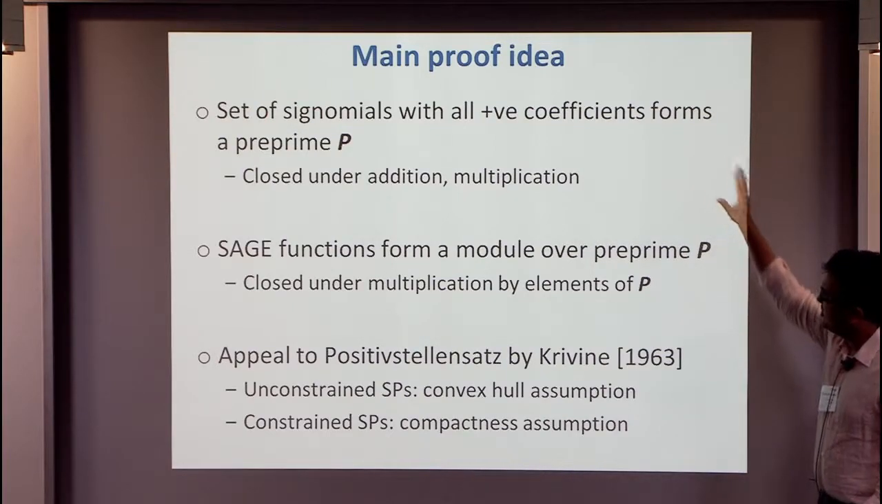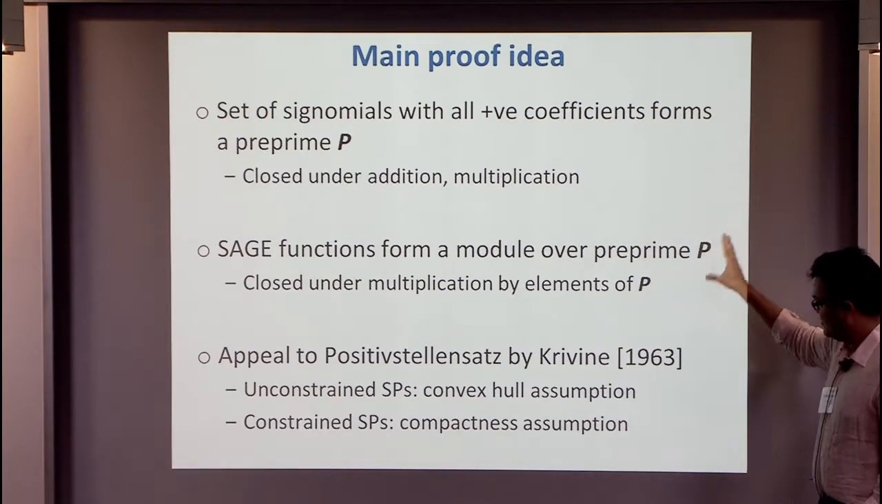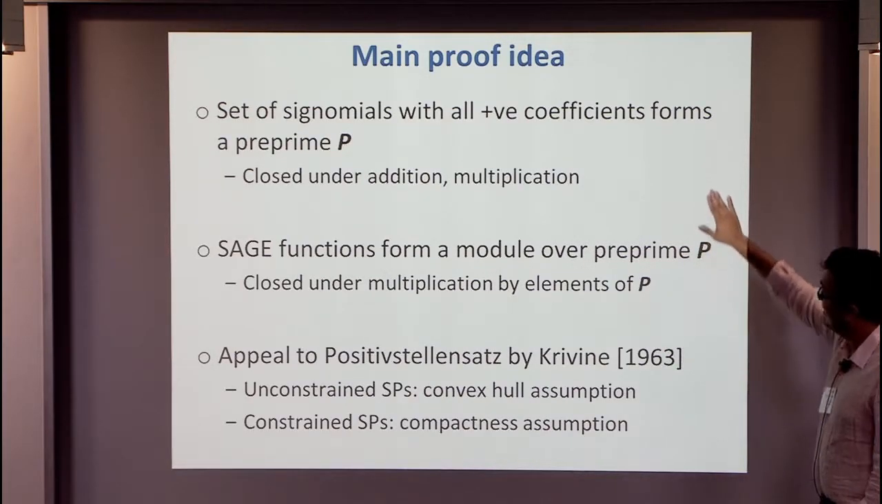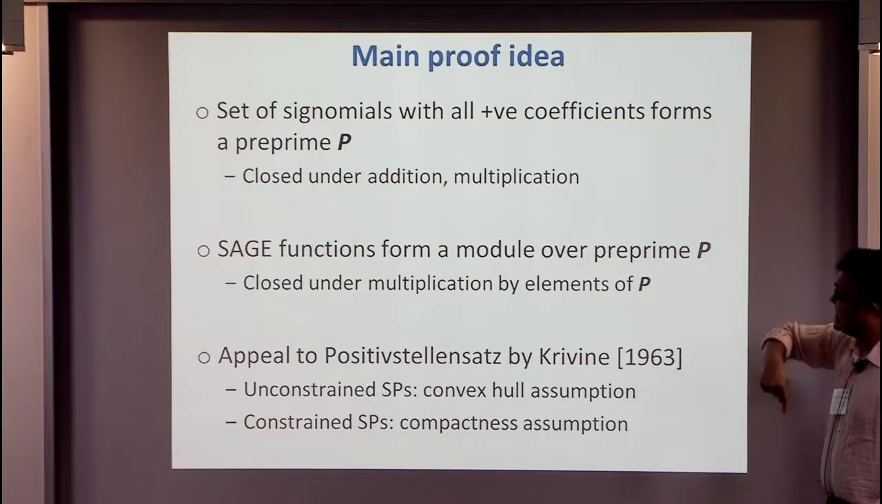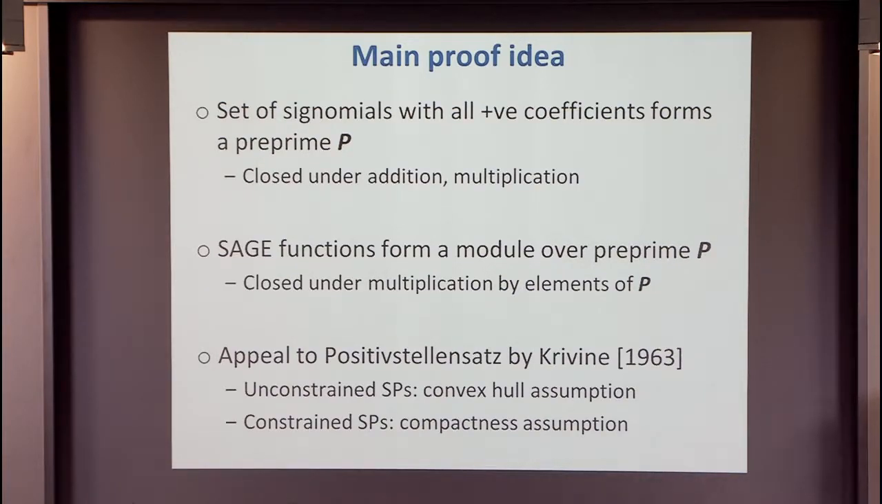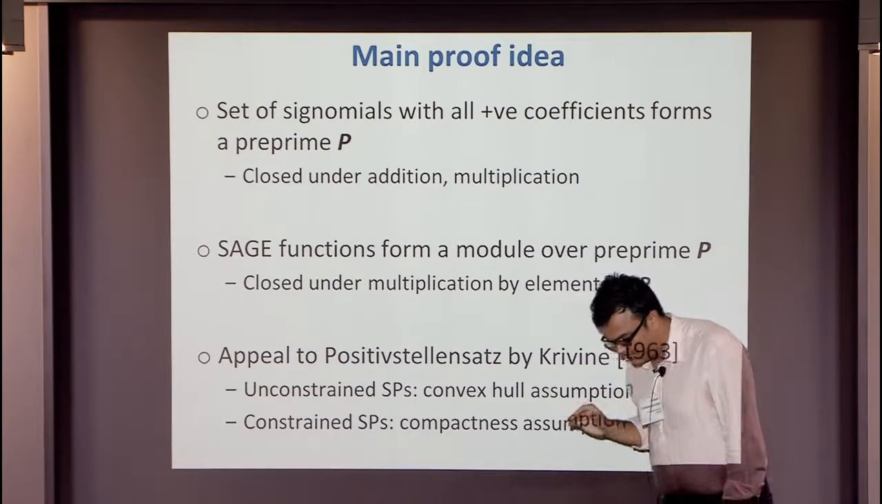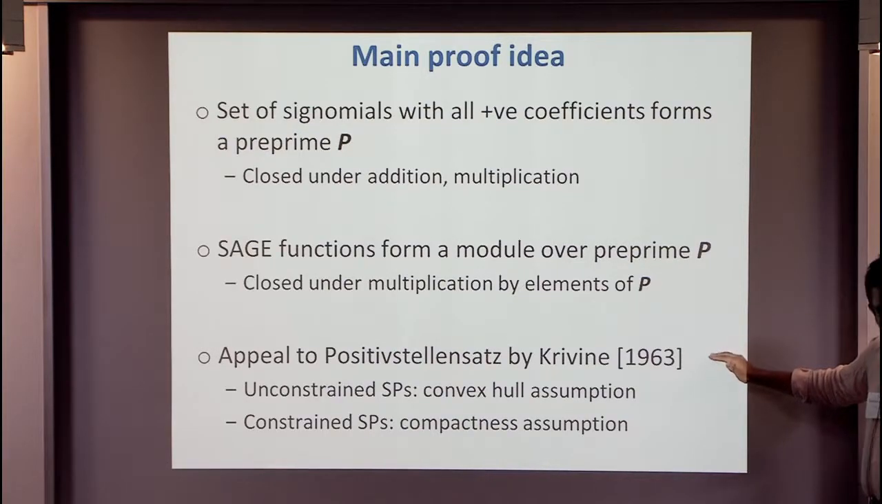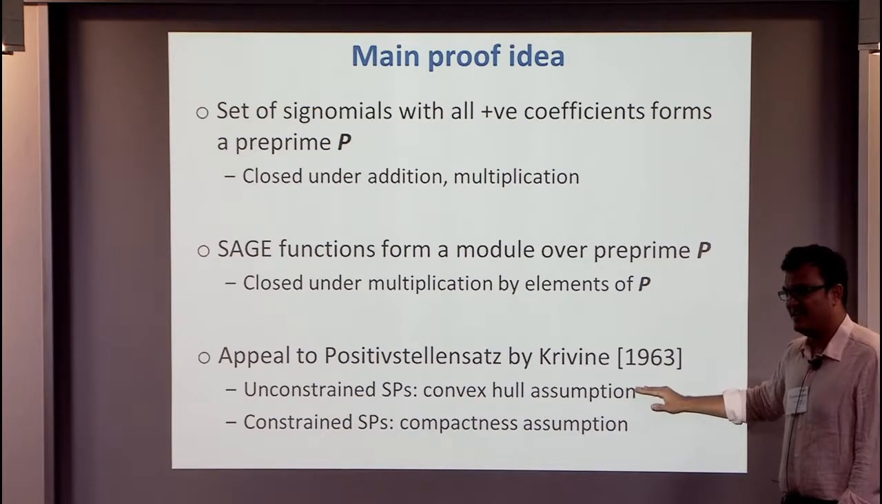And so this forms a module over that pre-prime, and within this framework, we appeal to positive Stellensatz that really talks about non-negativity certificates for positive polynomials over modules. In the unconstrained case, that convex hull assumption that I had really ties in closely to certain Archimedeanity conditions. It's a very technical thing that shows up in appealing to these positive Stellensatz results. That's really the manifestation of it in the unconstrained case.